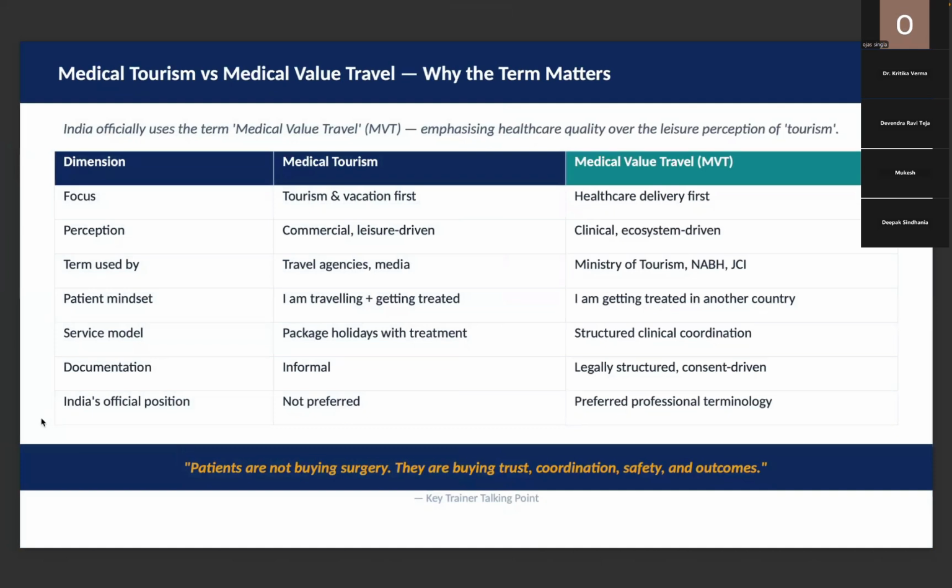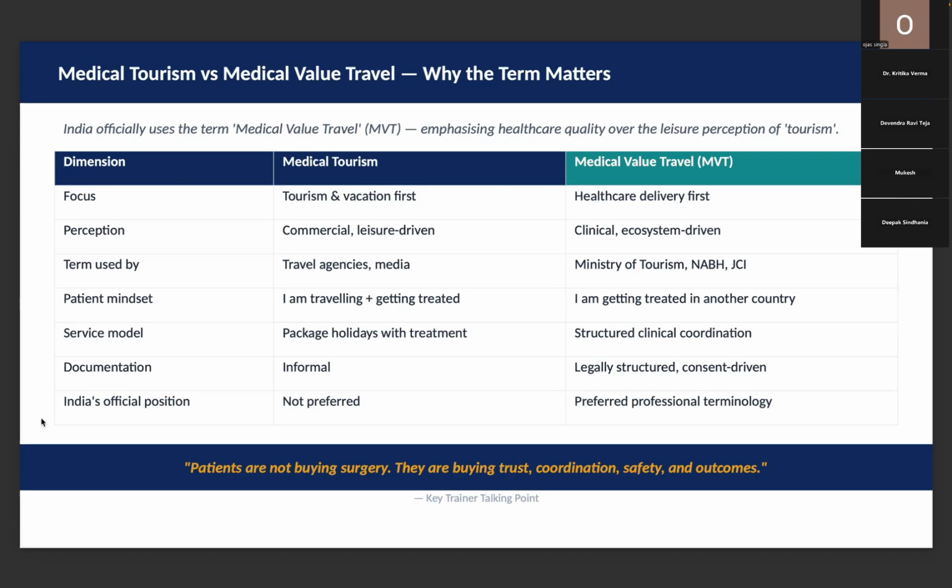So let's start with understanding what is medical tourism and what is medical value tourism. There are a lot of people who will use the word medical tourism, and you will hear a few people saying medical value tourism, right? Now, India officially prefers the term medical value travel instead of medical tourism. Why is that? Because the word tourism makes it sound like, yay, vacation, we are going on a vacation, right? A lot of people think tourism might be related to vacation, but healthcare is serious, right?